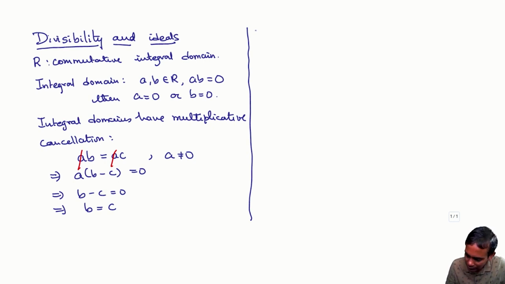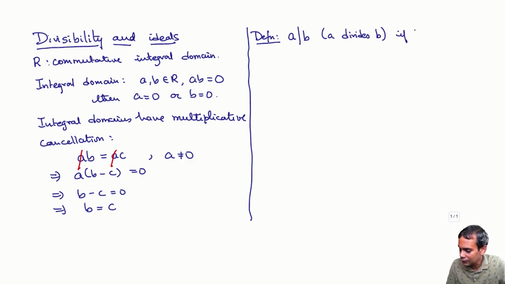Okay, now let's define divisibility. So if a and b are in R, we say that a divides b, and we write it with this vertical line just like in integers, if there exists an element q in R such that b is equal to aq.